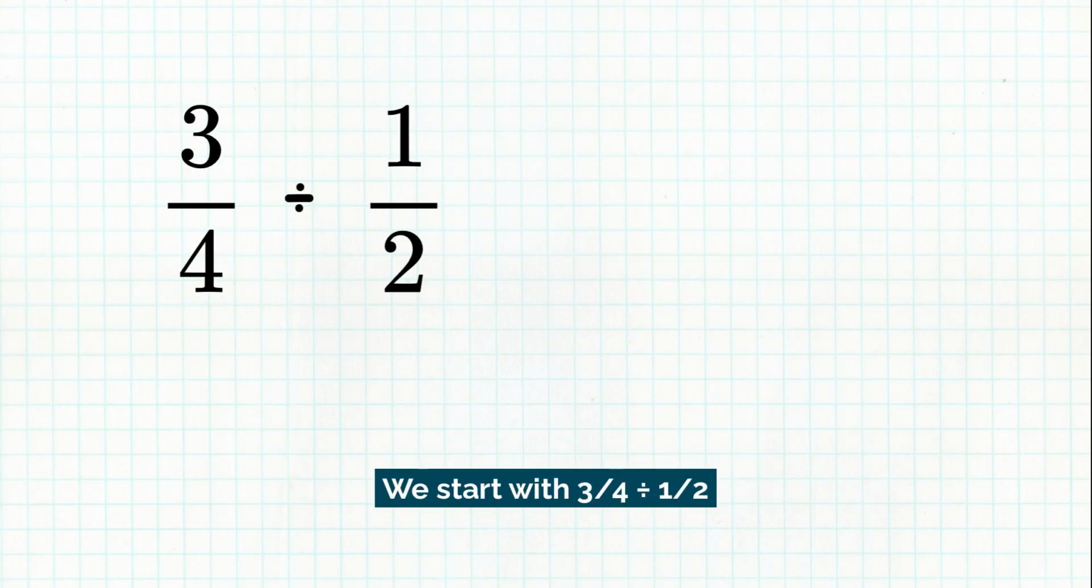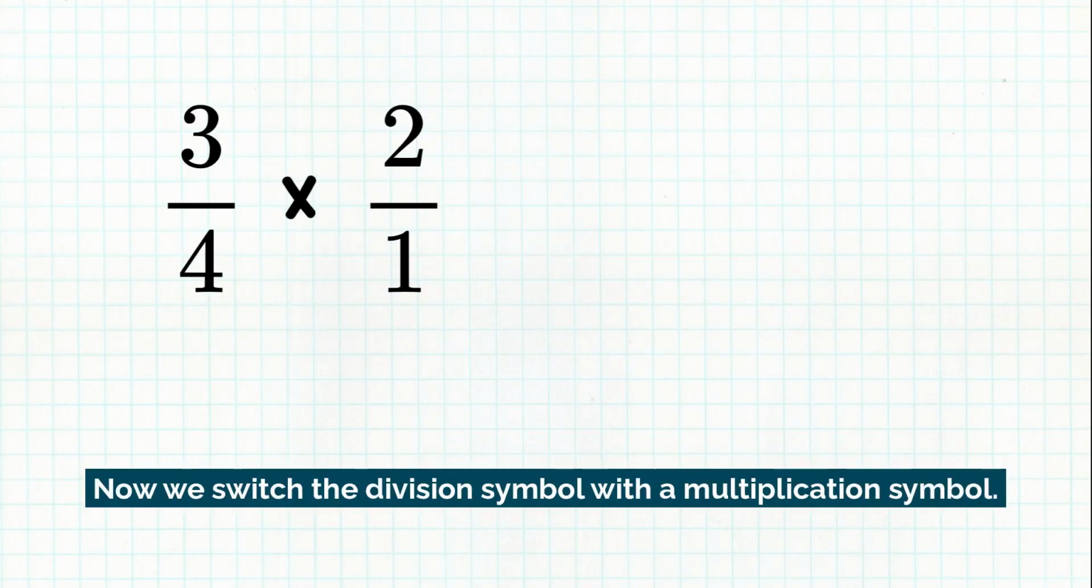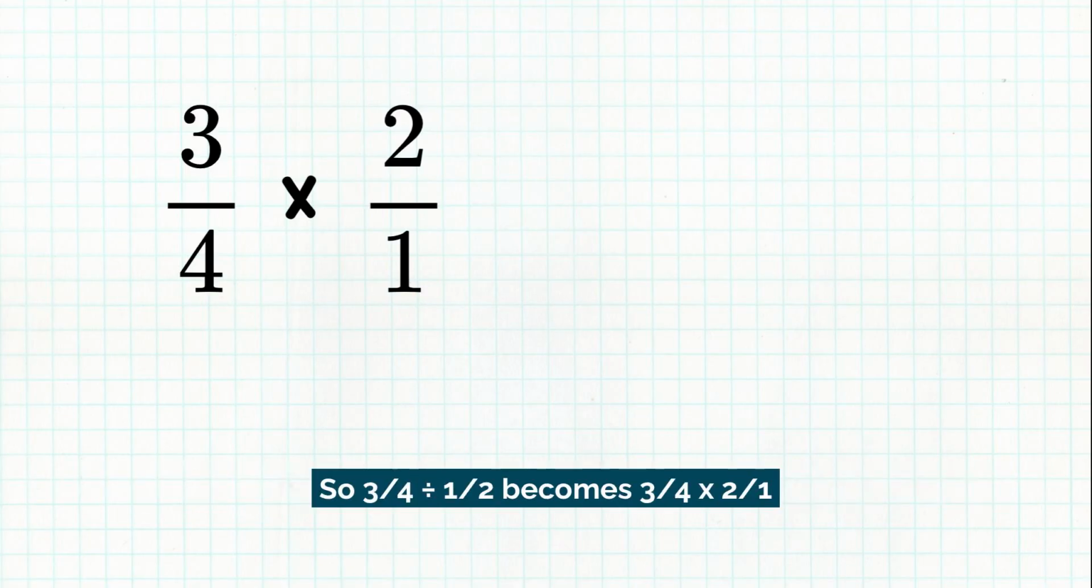We start with 3/4 divided by 1/2. First, we flip the second fraction. So 1/2 becomes 2/1. Now we switch the division symbol with a multiplication symbol. So 3/4 divided by 1/2 becomes 3/4 multiplied by 2/1.